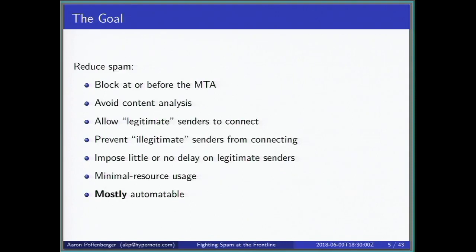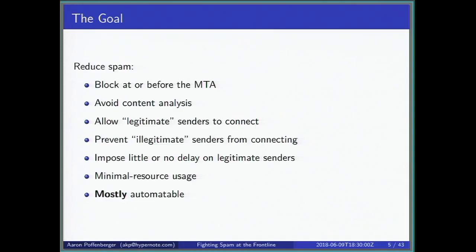So the goal, I didn't set out with this goal. These goals are kind of backported to what I've been able to accomplish. So I want to be able to block spam before it gets into the MTA. Analysis is fantastic, but as everybody knows, it's all heuristics, right? Does this seem like spam? Maybe, maybe not. Spammers do a fantastic job of weaving in valid data that'll throw off your Bayesian filters. So I wanted to avoid content analysis.